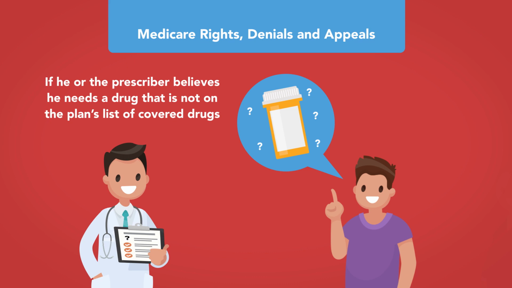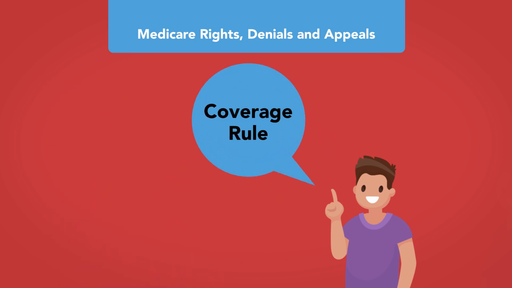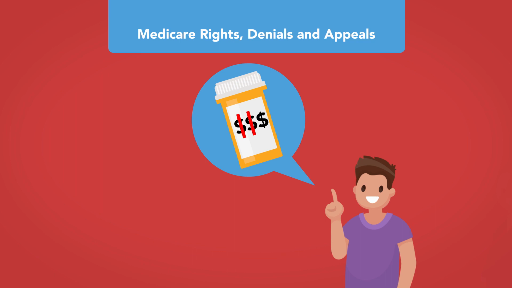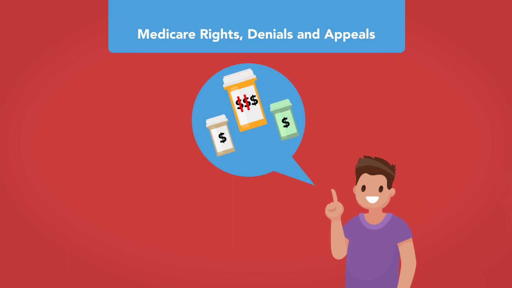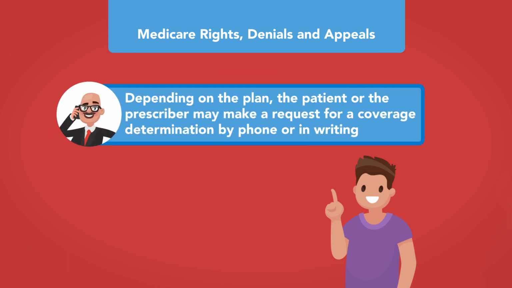The patient may ask for an exception to the plan's rules and to cover the drug, such as if he or the prescriber believes that he needs a drug that is not on the plan's list of covered drugs, or that a coverage rule should be waived, or if he believes he should pay less for purchasing a higher tier or more expensive drug if he cannot take any of the approved lower tier or less expensive drugs for the same condition. Depending on the plan, the patient or the prescriber may make a request for a coverage determination by phone or in writing.